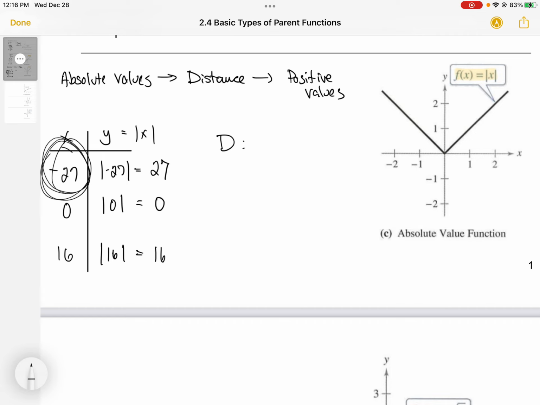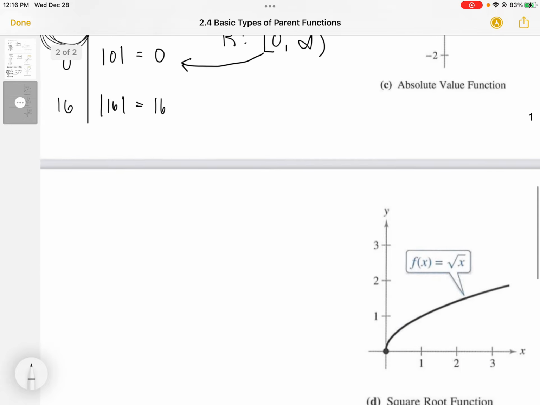So our domain, I just alluded to this, is going to be all real numbers. We can use all negative numbers. We could use all positive numbers. They all work as our inputs, but the outputs are always going to be positive or 0. So we're going to have 0 to positive infinity. We're going to be able to include 0, as you can see. We can take the absolute value of 0, which is 0, and we're going to put a parenthesis around positive infinity since we can never include it.